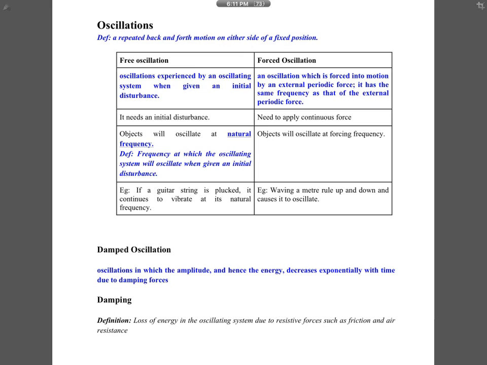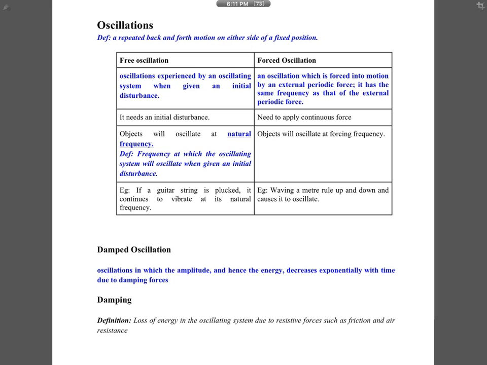Free oscillation is when we give an oscillating system an initial disturbance only. That means we don't continuously oscillate using our hand or using a force. We just give it an initial disturbance, and after that, once we are done with it, it will move by itself. For example, if you pluck a guitar string, that plucking is an initial disturbance. After that, it will vibrate by itself. As it's vibrating by itself, we call it a free oscillation.